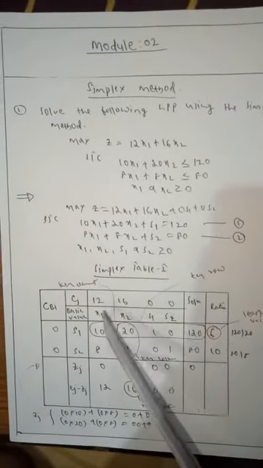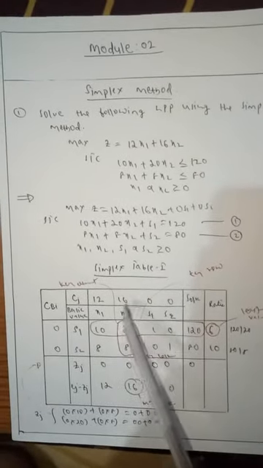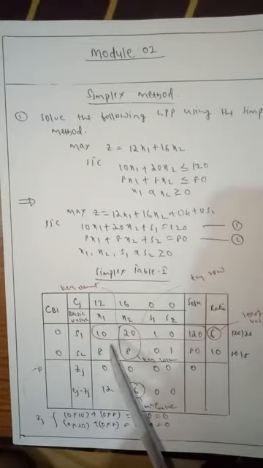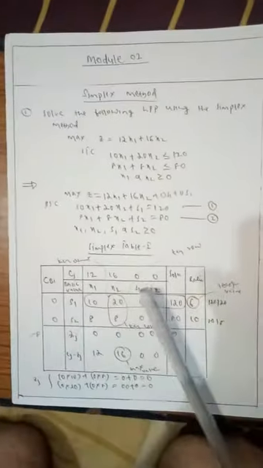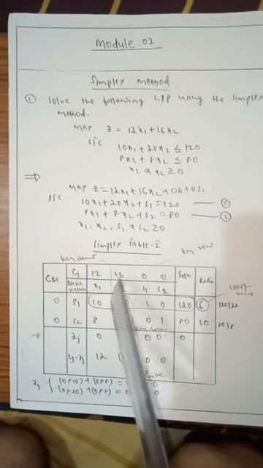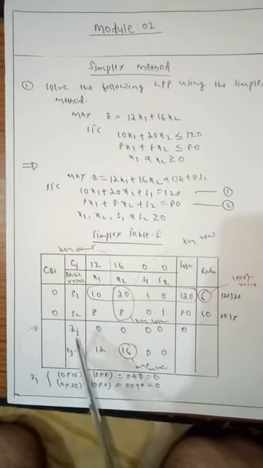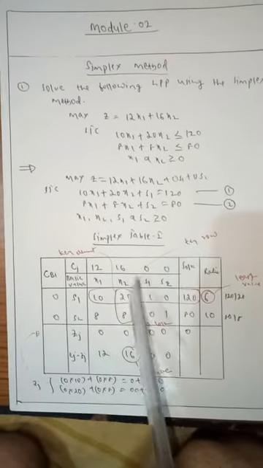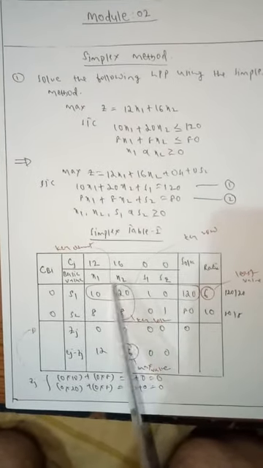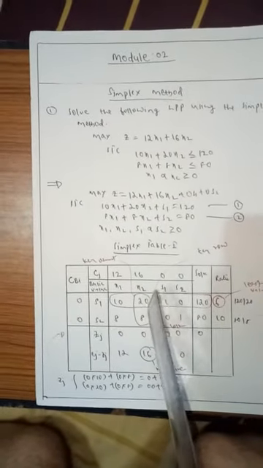With respect to that column, you highlight it. This is called the key column. We are drawing the circle because we choose the highest value among the Cj minus Zj values; you can draw a circle or just highlight it. That column is called the key column element, remember.